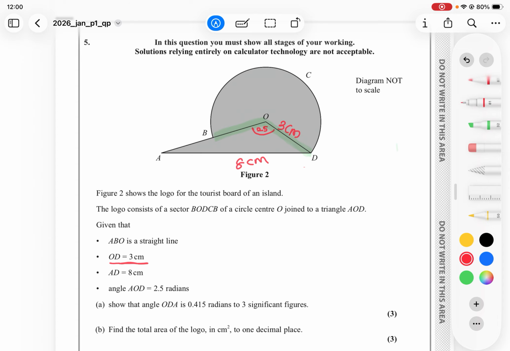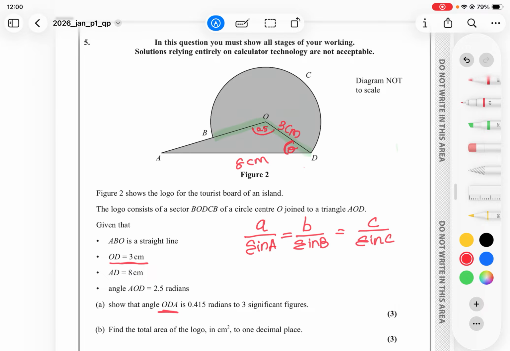Now what we can do is, they're asking us to show the angle ODA. So this is the angle they are asking for. Once we see this, we can clearly see the sides and the angles are there, so it's a good option to go for the sine rule. The sine rule would be a divided by sine A equals b divided by sine B equals c divided by sine C.